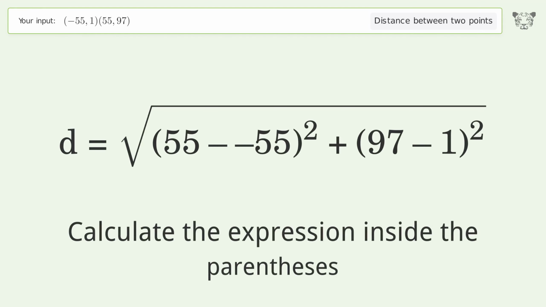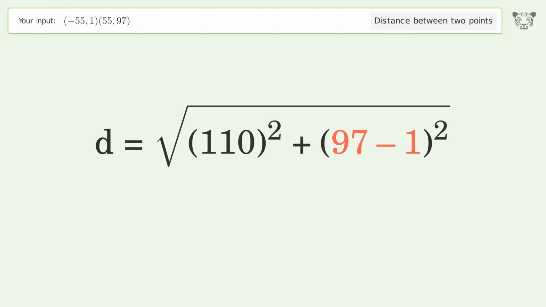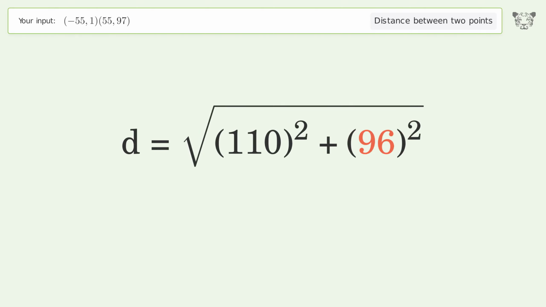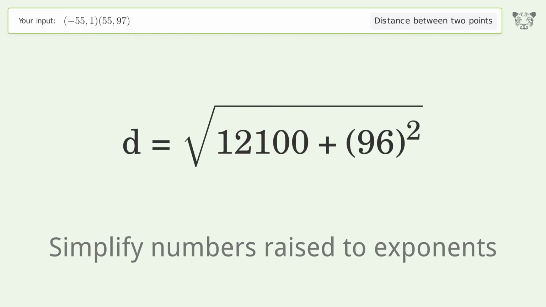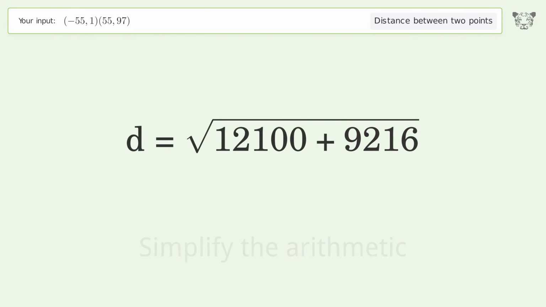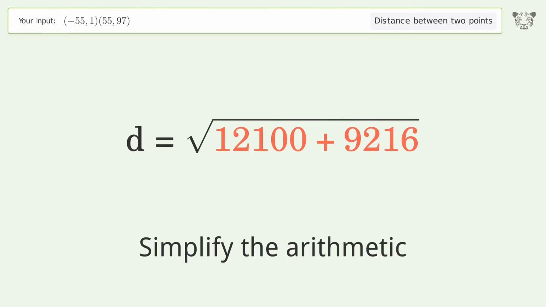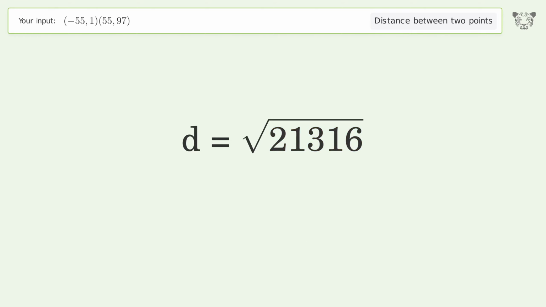Calculate the expression inside the parentheses. Simplify numbers raised to exponents. Simplify the arithmetic. And so the distance between the 2 points is the square root of 21,316, or 146.